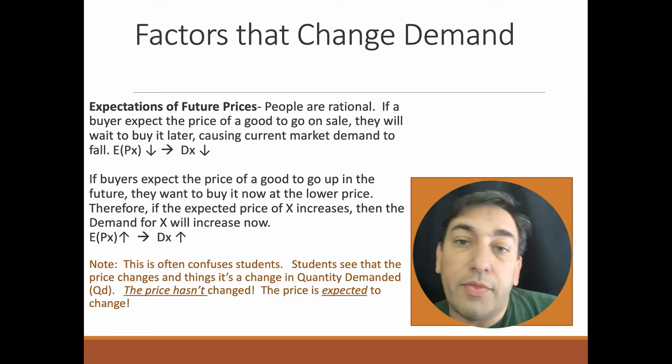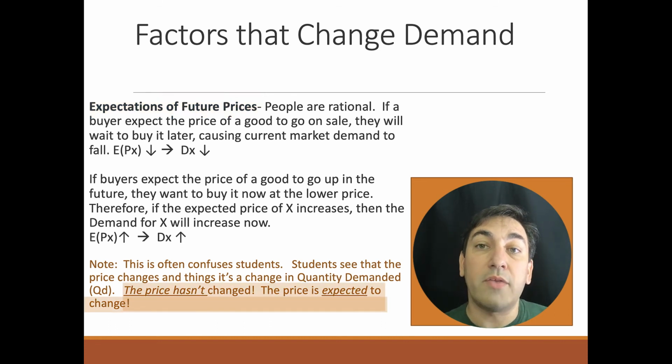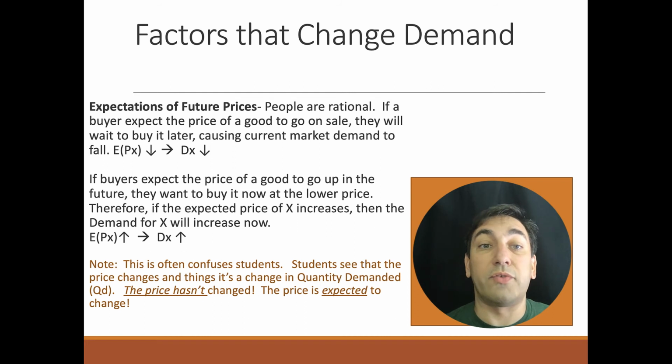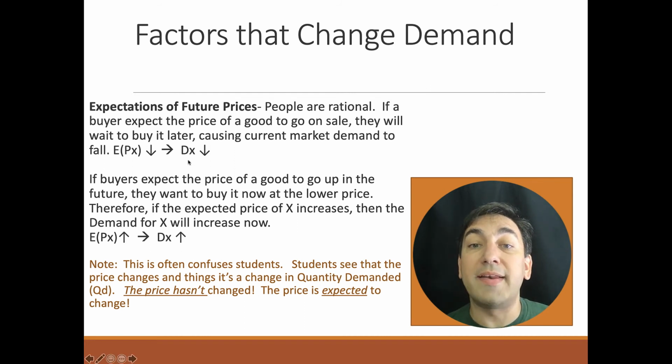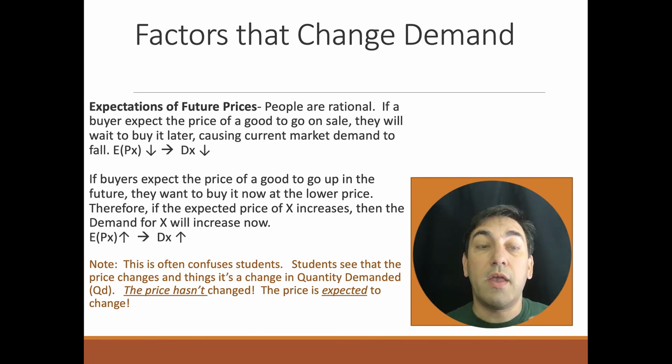Now, here's one more that students often get confused on. This is the expectation of future prices. So this isn't that the prices have changed now. It's that you expect the prices to change in the near future. People are rational. So if I am going to buy a house, let's say, $250,000, if for some reason I expect the price of the house to change, I hear from my realtor or someone else that they're going to drop their price by $10,000 in a week, I want to know what's going to happen to my demand now. The price hasn't changed, so we don't have movement along the curve, but we expect the price to change. If you expect the price to be cheaper in the future, you don't want to buy now, you want to buy in the future, so your demand now falls.